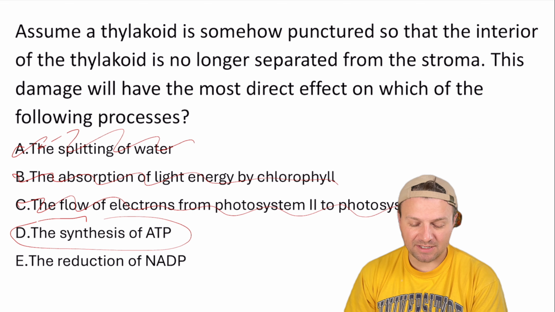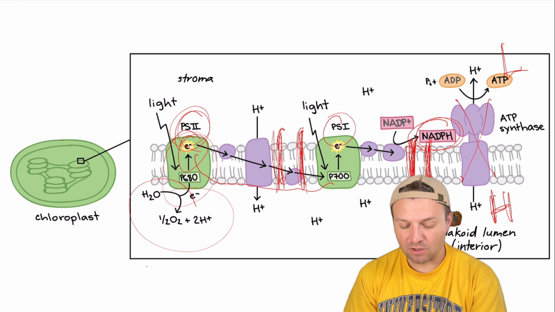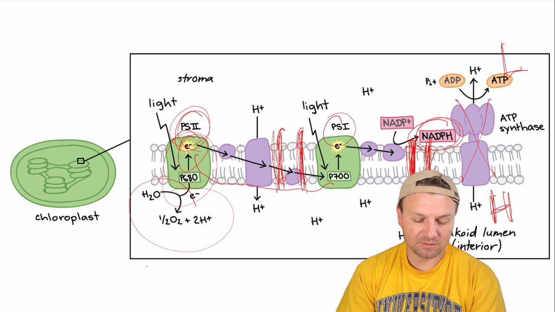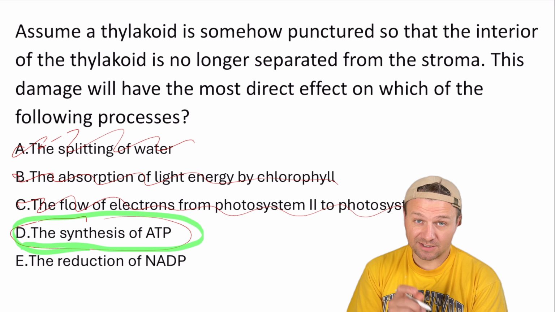E, the reduction of NADP. Nope, this again would still go on because these molecules aren't going to be affected by this puncture. So that means D is the right answer.